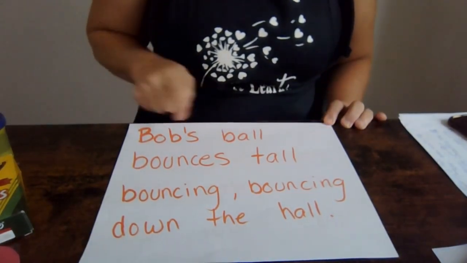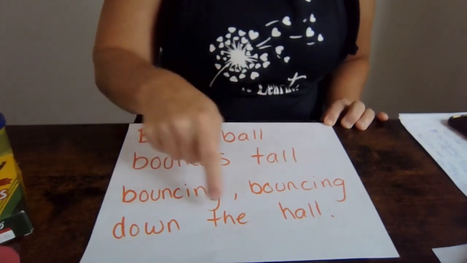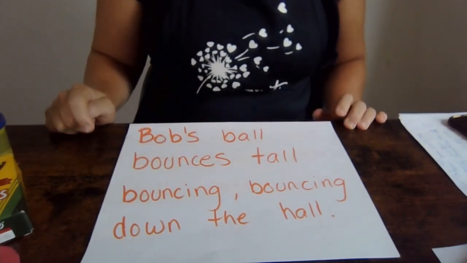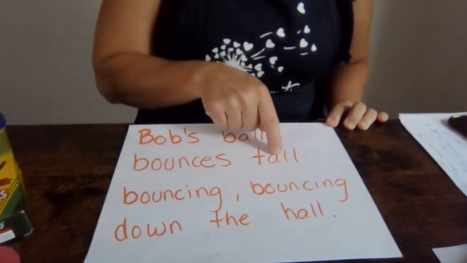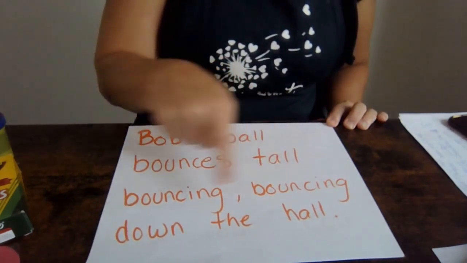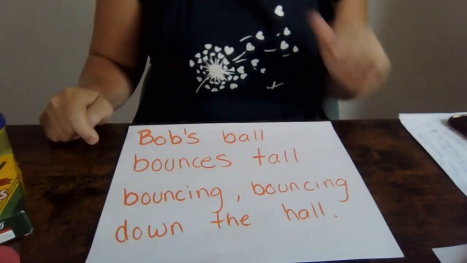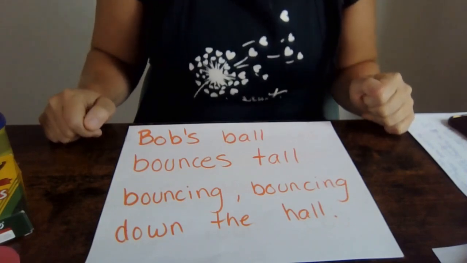Bob's ball bounces tall, bouncing, bouncing down the hall. Oh my goodness. One more time. Bob's ball bounces tall, bouncing, bouncing down the hall. Amazing. Now I'm wondering if we can listen for which words have B's, the B sound in it.